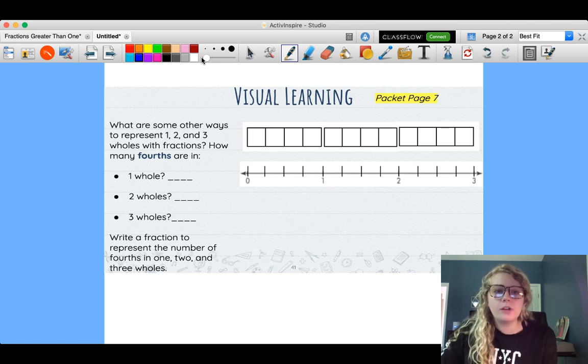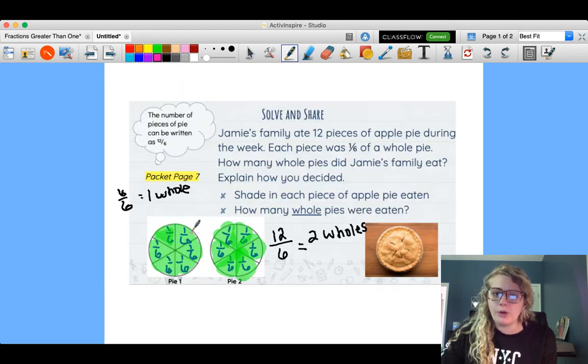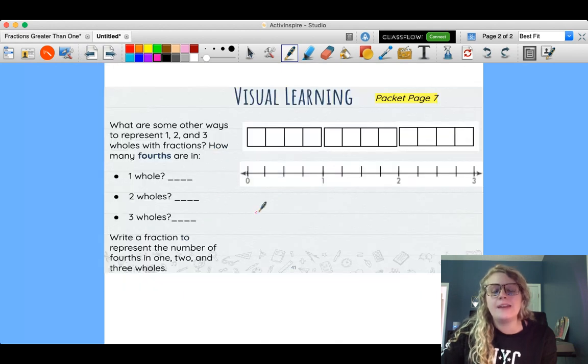So for the visual learning, you were asked, what are some other ways to represent 1, 2, and 3 wholes with fractions? How many fourths are in 1 whole, 2 wholes, and 3 wholes? Unlike the solve and share problem where you had 2 whole circles to represent the 2 whole pies, now we have a number line and a visual model, or an area model.